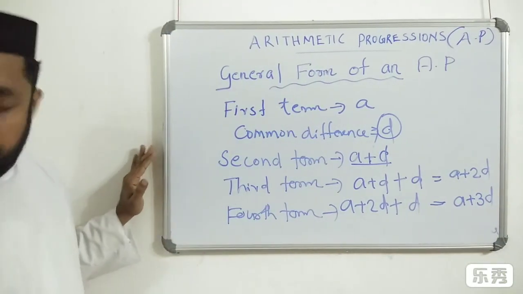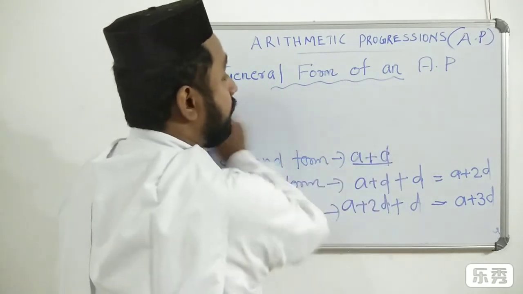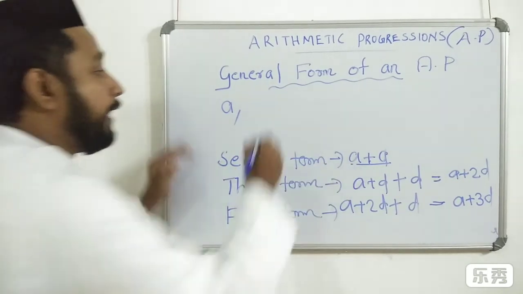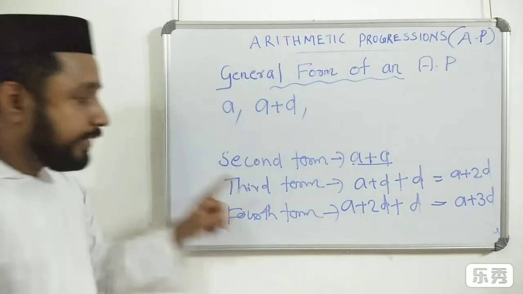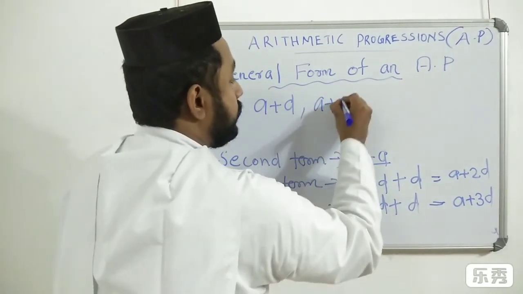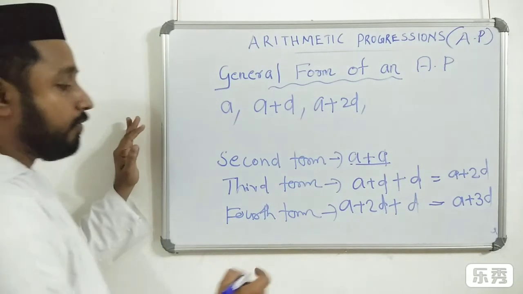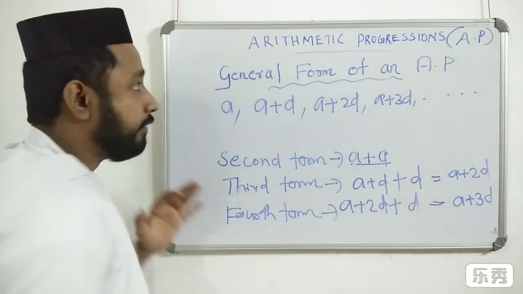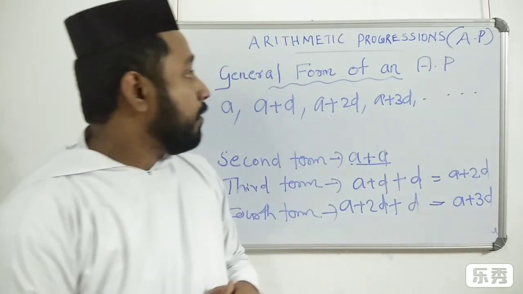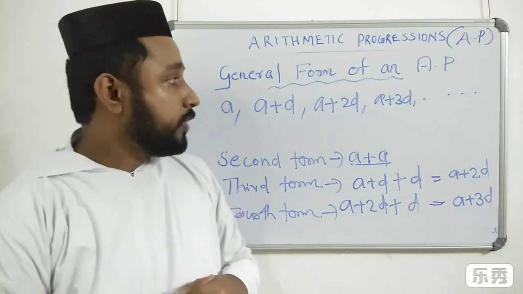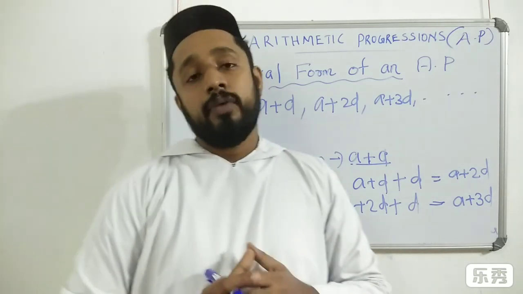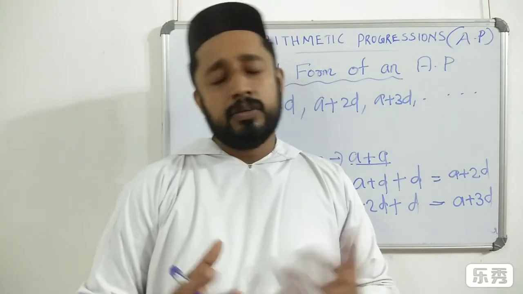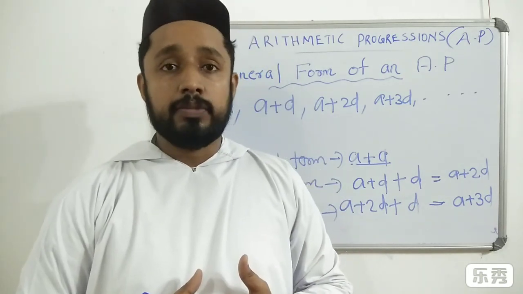So the general form of an AP is: first term a, second term a plus D, third term a plus 2D, then fourth term a plus 3D, etc. So we have discussed the general form of an AP and how to find the common difference, and seen many types of examples of AP. Thank you.